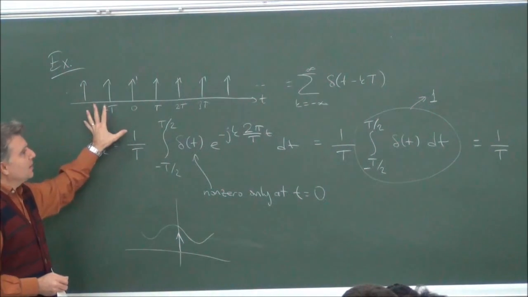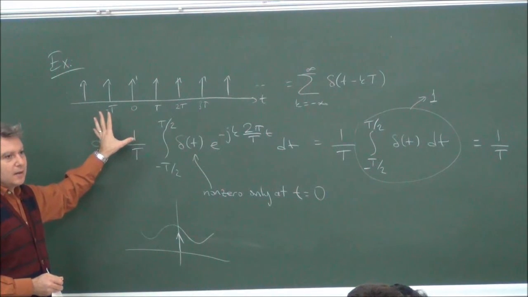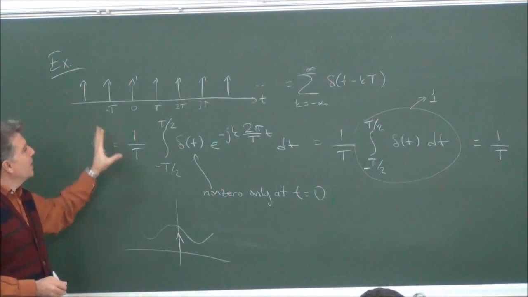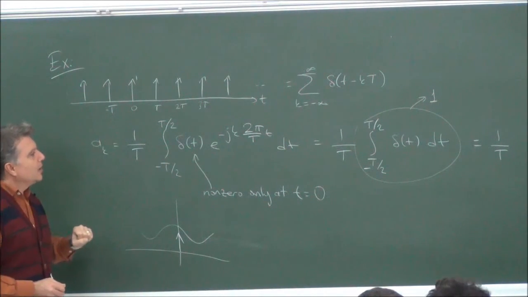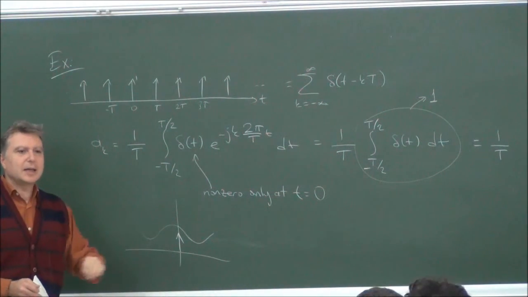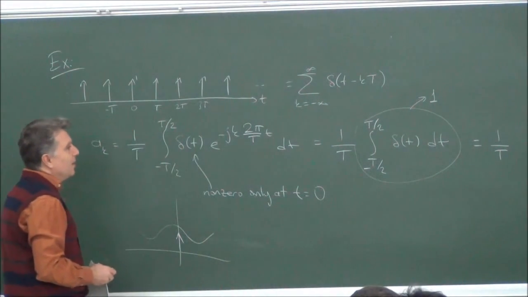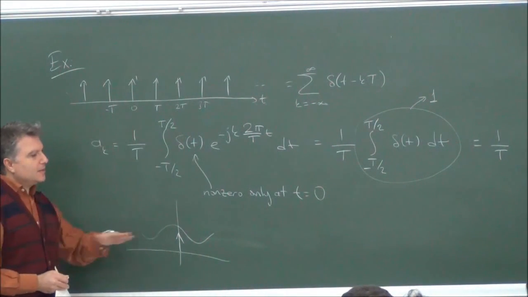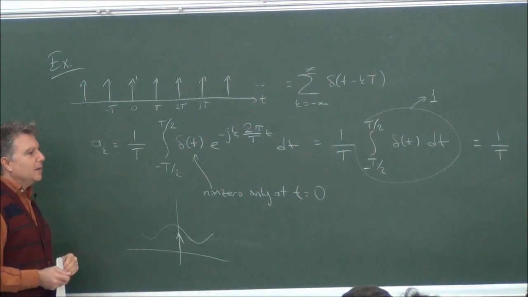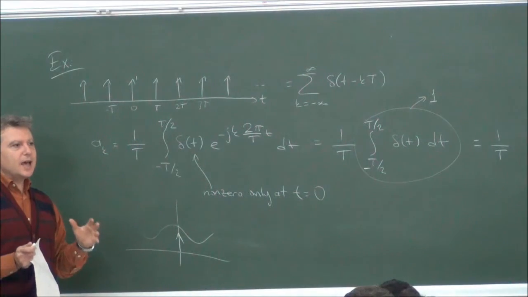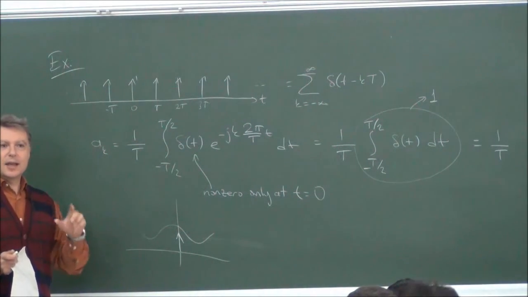And this is the only type of signal, an impulse train, and combinations of impulse trains are the only types of signals whose Fourier series coefficients do not decay. They stay constant. That constant staying means that such a signal has harmonics at every frequency at the same amount.